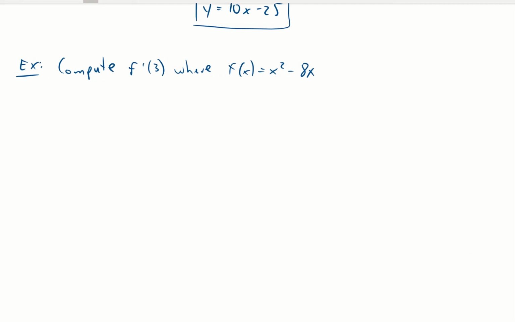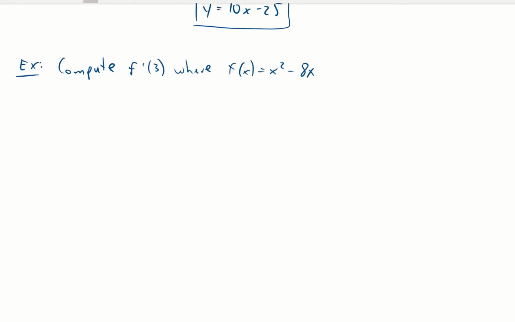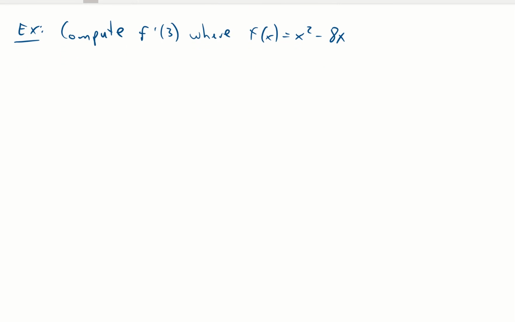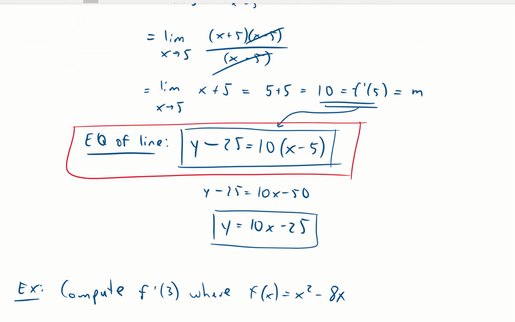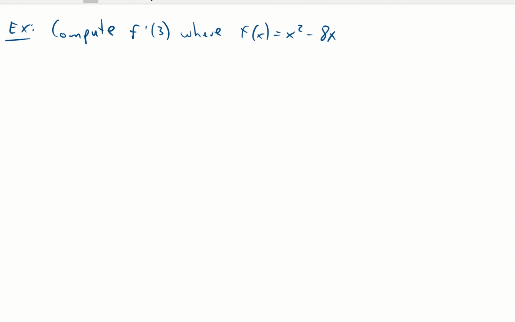Okay, so we've seen one example of how we can use the derivative and apply it into an algebraic or geometric situation to find the equation of the tangent line right here. What we're going to do now is look at another example where we'll find a derivative, this time using the other definition, the second definition, the one that involves h.